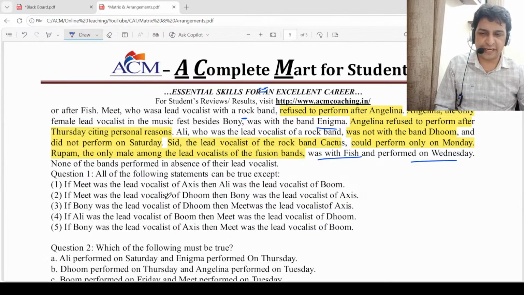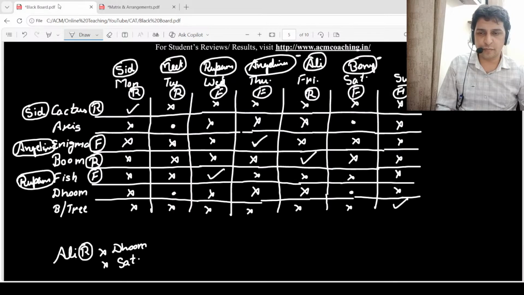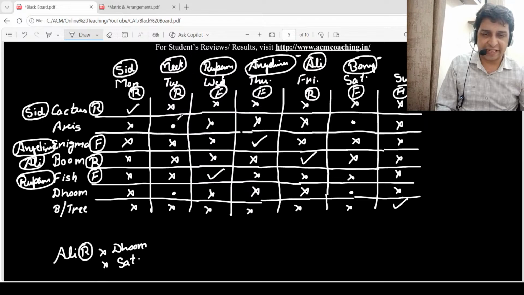The first question which we get: all of the following statements can be true except what? If Meet was the lead vocalist of Access, Ali was the lead vocalist of Boom. Now we know Ali is the lead vocalist of Boom, that we already are aware about. That is right, because that is being performed on Friday, and Friday Ali is performing. So that is quite clear. So Boni can perform with Access.